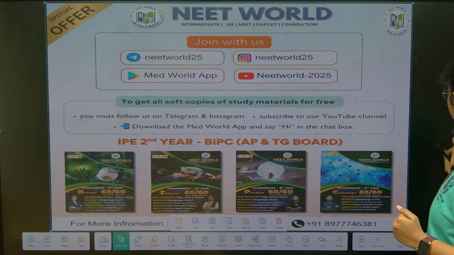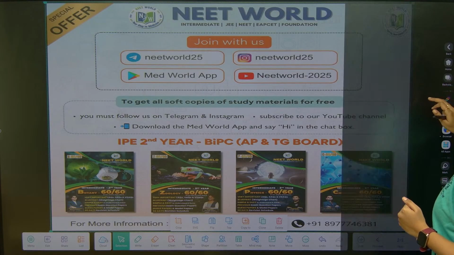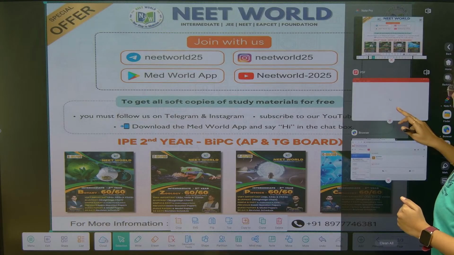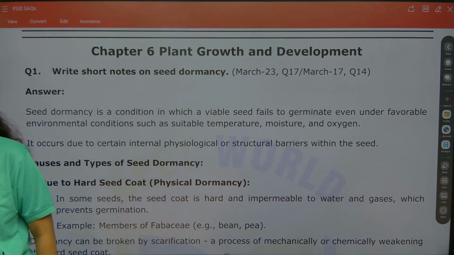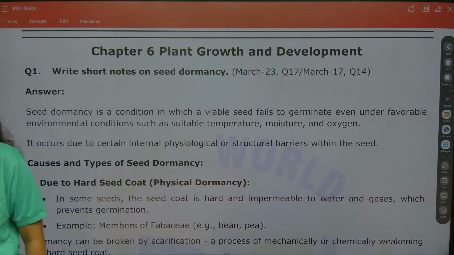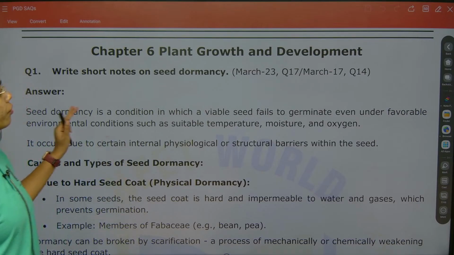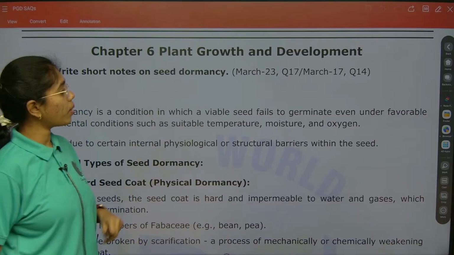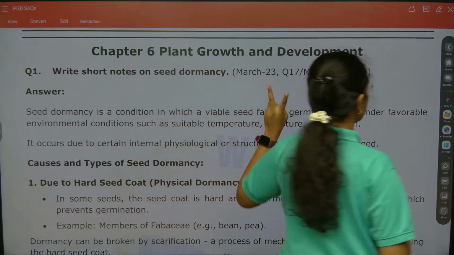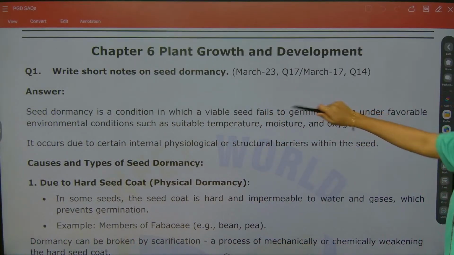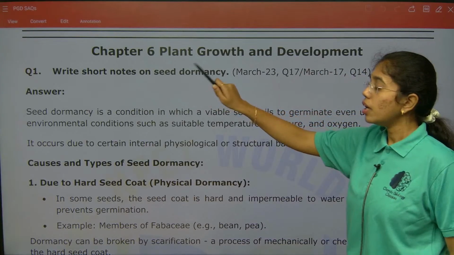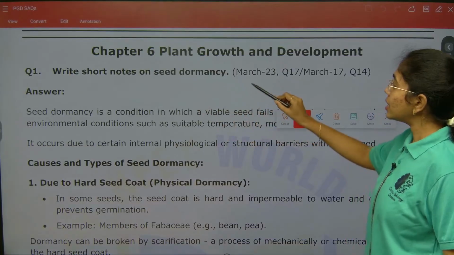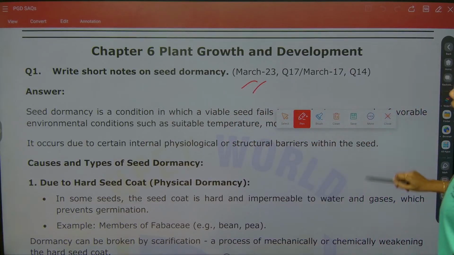Okay, and today we are here in what discussion? We are yet to start with plant growth and development, right? Plant growth and development, we have to start short answer type of questions. So here we go. First question is on the seed dormancy, which is asked in 2 years. If you can see, March 2023 and March 2017, the same question has appeared, to write a short note on seed dormancy. For this, what you have to do beta?